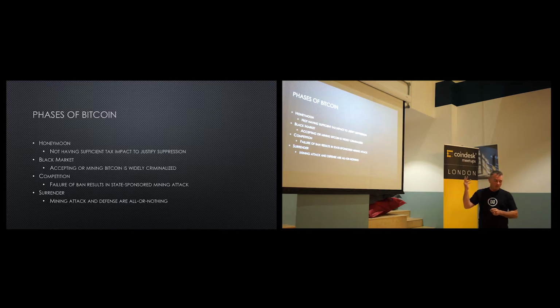So I cooked up these 4 phases: honeymoon, black market, competition, and surrender, based on my understanding of the code and reading of the white paper. If you just do nothing but read the white paper, you can see all these 4 phases in aspects of the discussion in the paper.